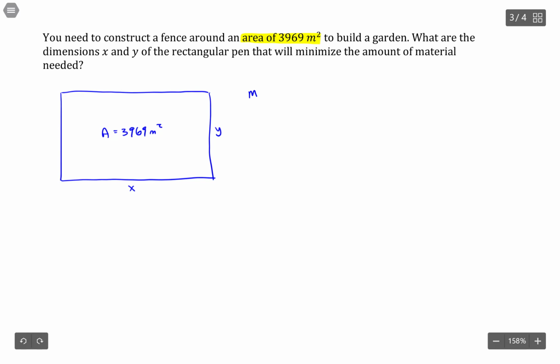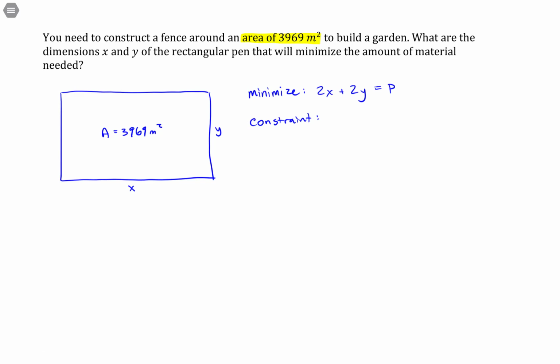Okay, so we want to minimize here the total distance around the pen. So we're minimizing perimeter. And perimeter in this case is 2x plus 2y. And that's equal to, we'll call it P for perimeter. The constraint is that the area has to be equal to 3,969 square meters.